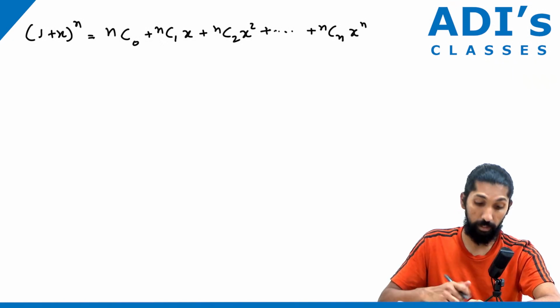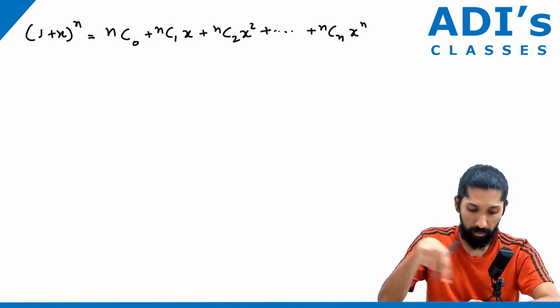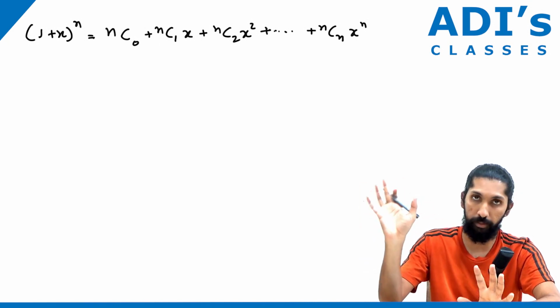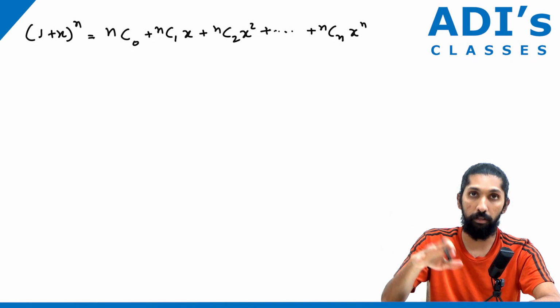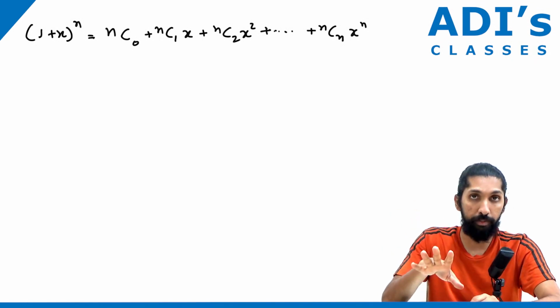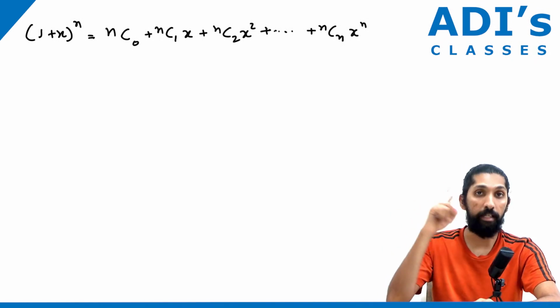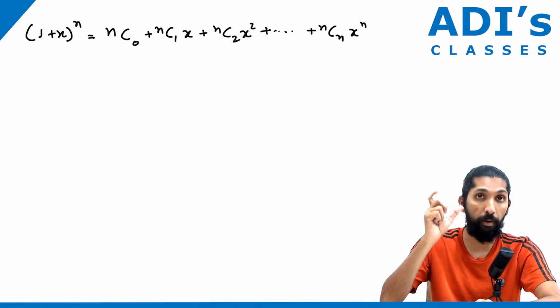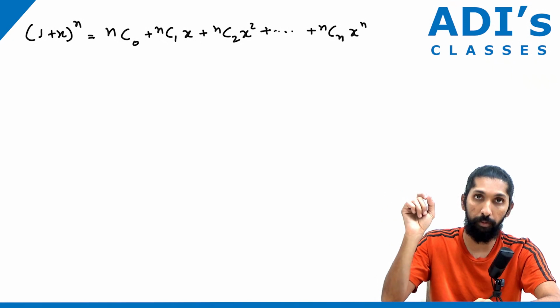Understood? Same thing if you have 1 minus x, just put alternate plus minus plus minus plus minus. That's all. Very simple. Understood? So remember the observations that we have. One increases, one decreases. The sum of the powers is always equal to the total power.